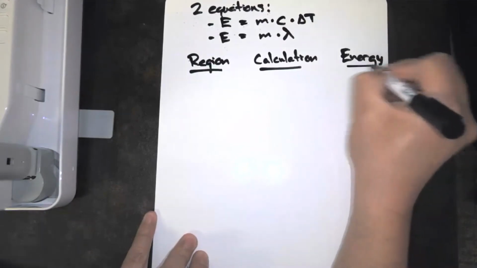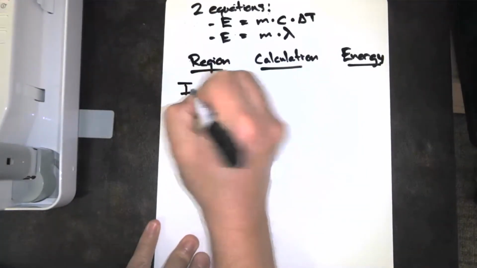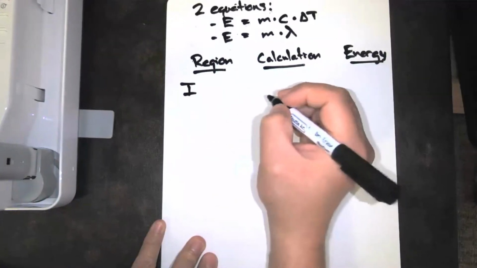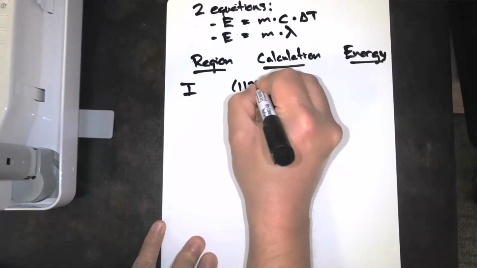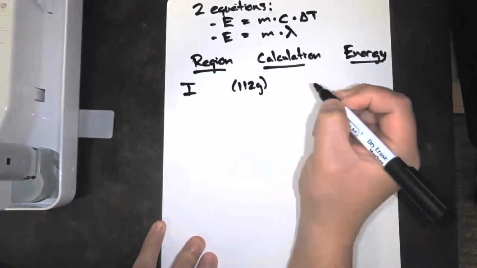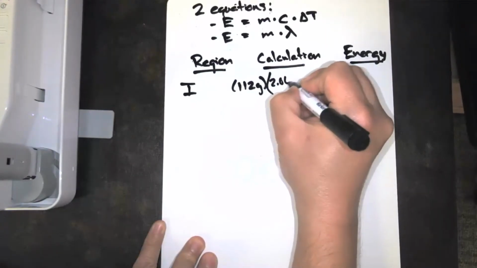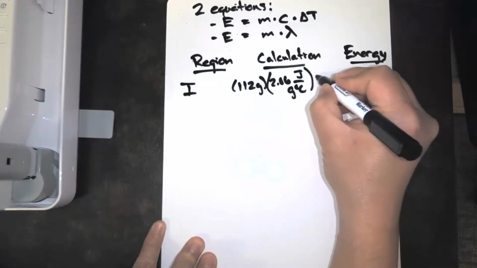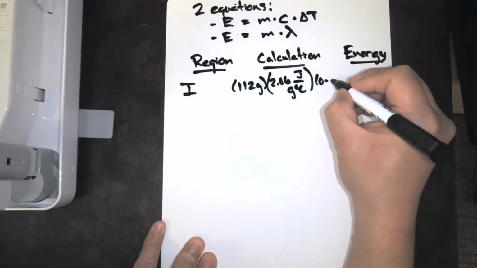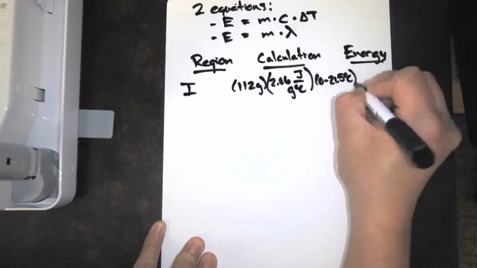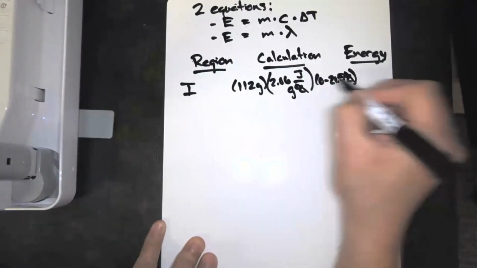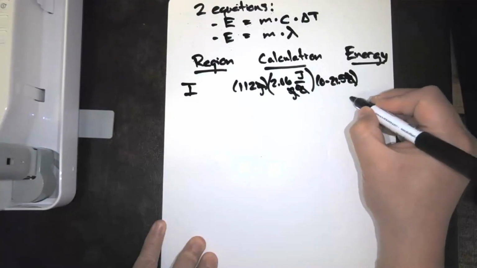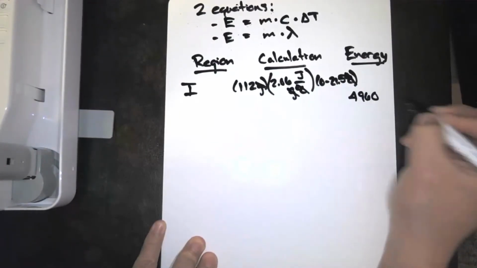So we're going to have a calculation for region 1, and we're going to use this equation right here. And if we plug the numbers in, we have 112 grams in our sample. We're using the specific heat for ice, 2.06 joules per gram degrees Celsius. And we're raising our sample from minus 21.5 degrees Celsius to 0 degrees Celsius. Okay, so doing the units, we get a value of 4,960 joules.